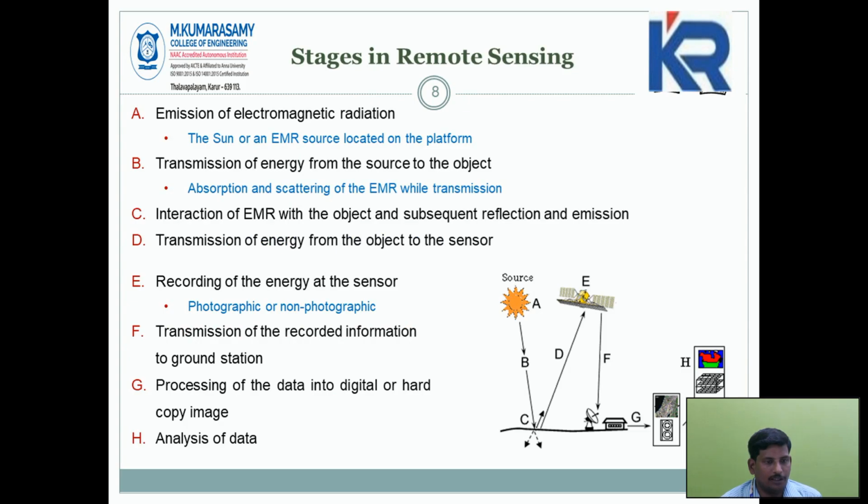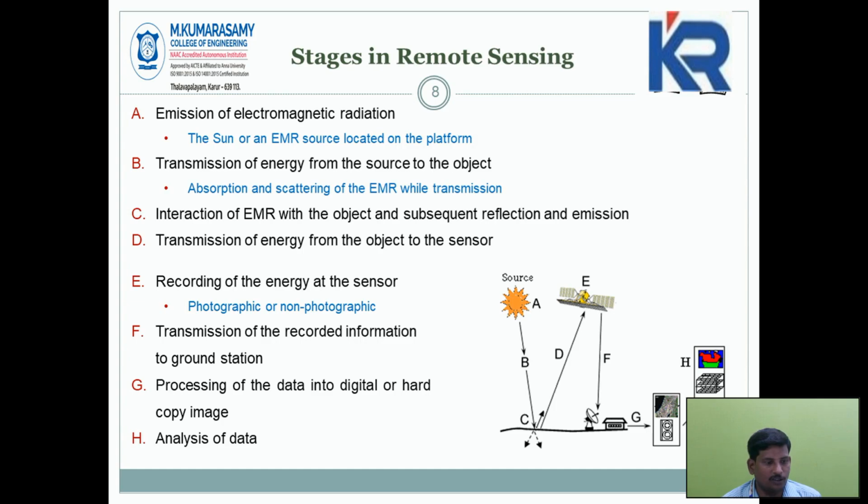So what are the stages in remote sensing? First, shown in the picture, A is the emission of electromagnetic radiation from the sun. Then B, transmission of energy from the source to the object, whether transmitted or reflected. Transmitted means it comes from the features underneath the ground. Once it is reflected, it reaches the sensors, and then finally it reaches the ground platform.